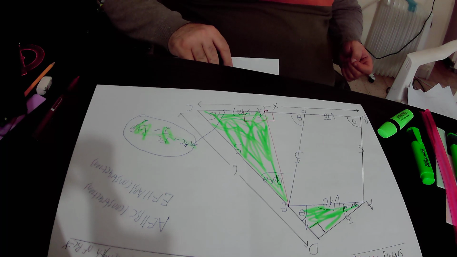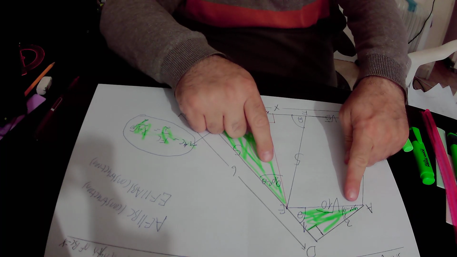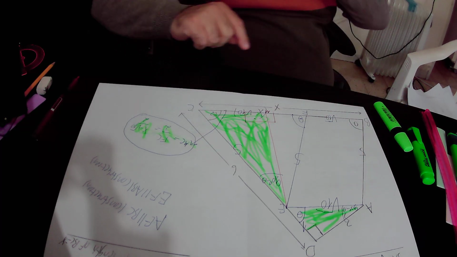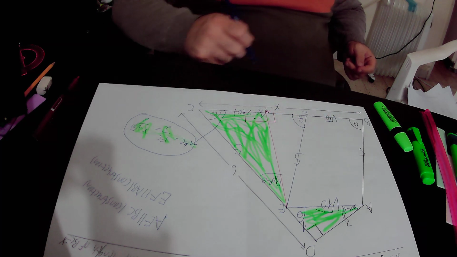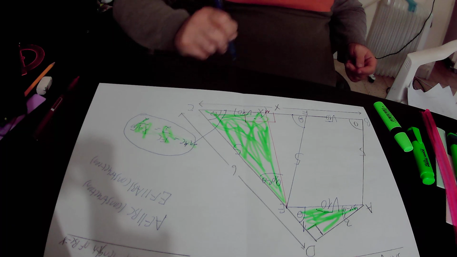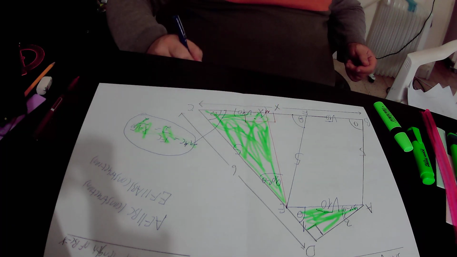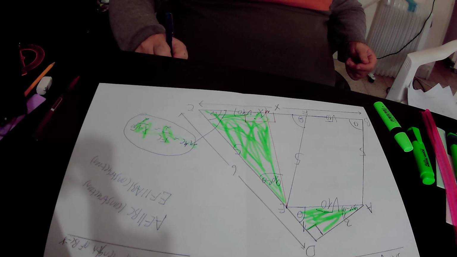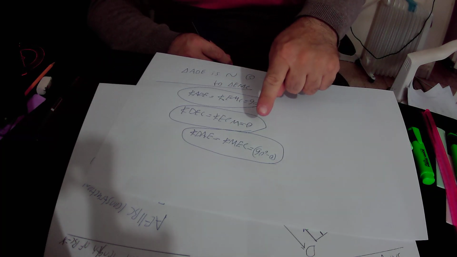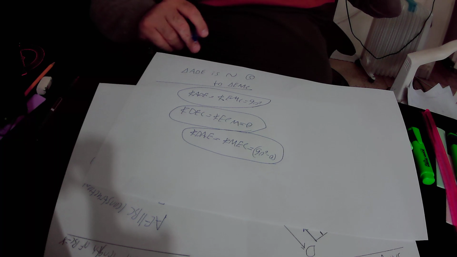So finally, those two angles are both equal to 90 degrees minus theta, therefore they are equal to each other. So angle DAE is equal to this angle, angle MEC, and they are both equal to 90 degrees minus theta. I repeat again, angle DAE equals angle MEC, and they are both equal to 90 degrees minus theta.